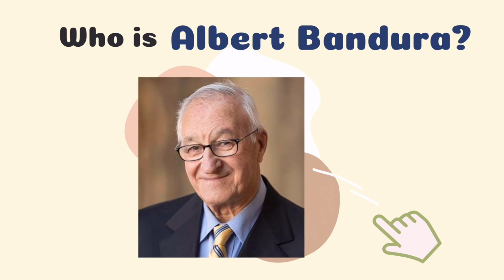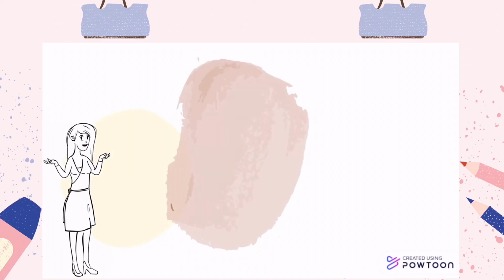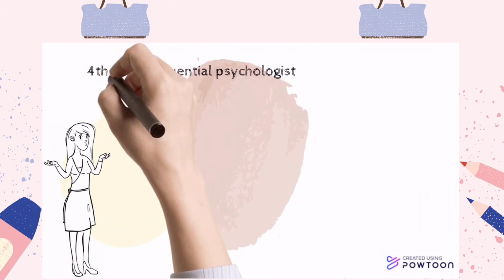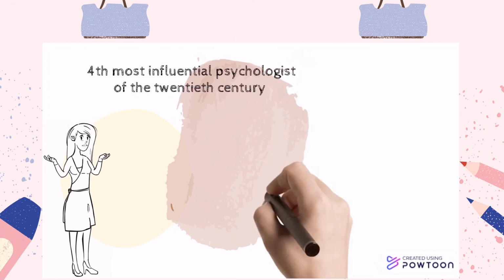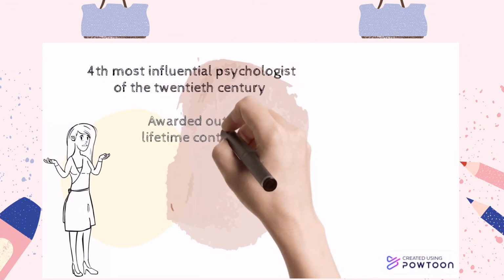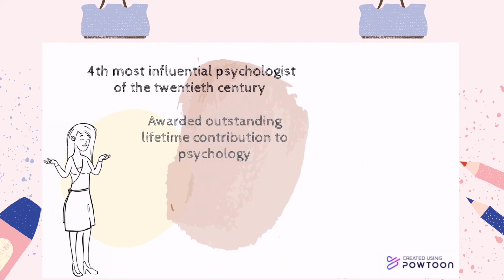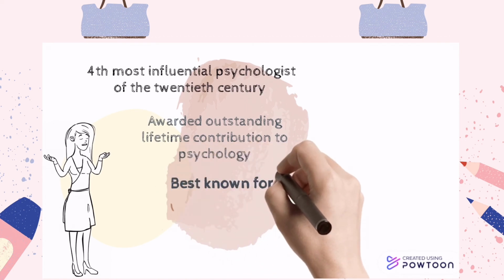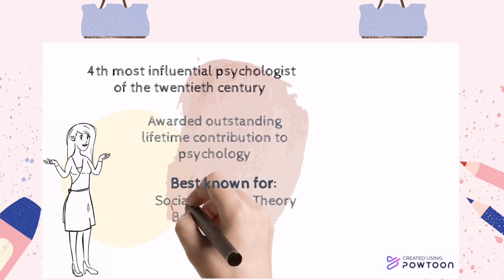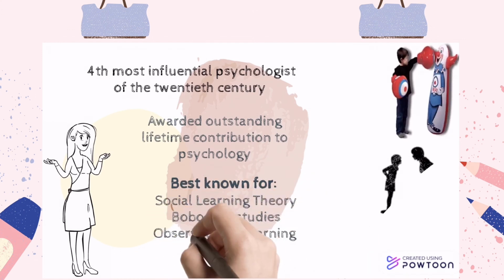In this video, we will explain the social learning approach by Albert Bandura. So who's Albert Bandura? Albert Bandura is ranked as the fourth most influential psychologist of the 20th century after B.F. Skinner, Sigmund Freud, and Jean Piaget. The APA also awarded him for his outstanding lifetime contribution to psychology. Besides, Albert Bandura is also best known for social learning theory, the Bobo doll experiment, observational learning, and self-efficacy theory.